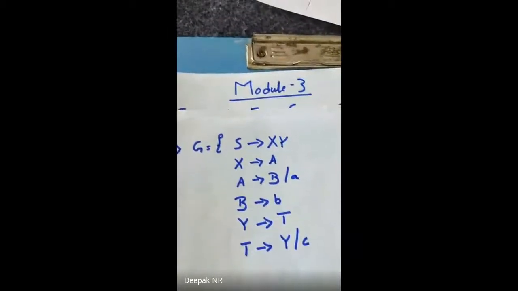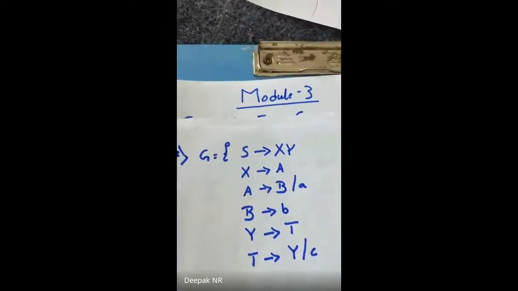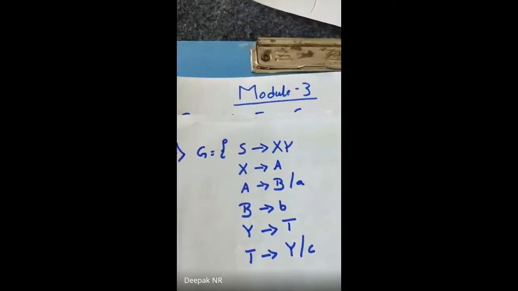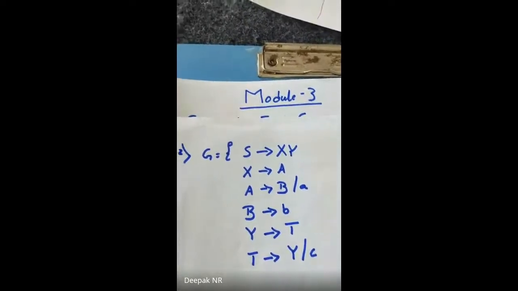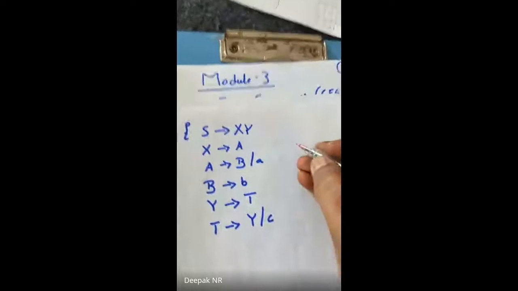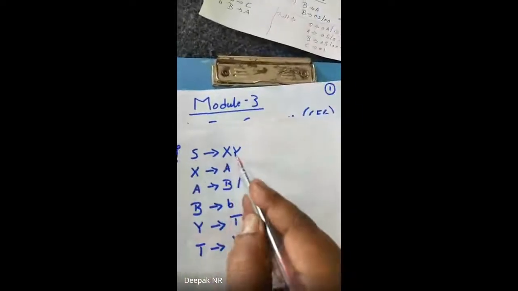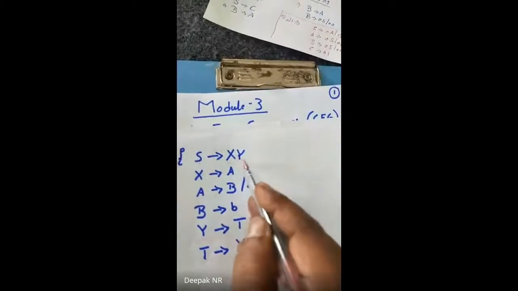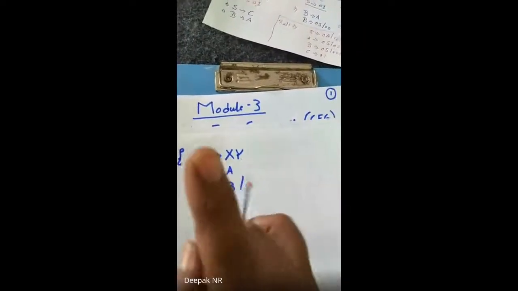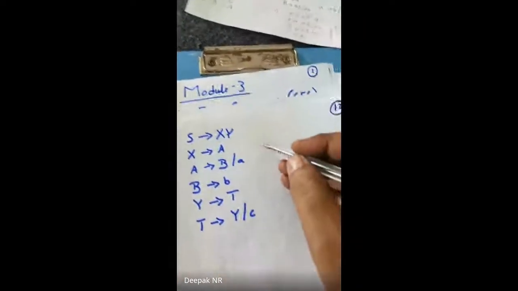There is a grammar G, S tends to XY, X tends to A, A tends to B, and B tends to A. This is a given grammar. So for this, I have to rewrite the things. Now, first let me list what our unit productions are. S tends to XY is in a proper format because these are two variables. I have to remove only one capital letter.